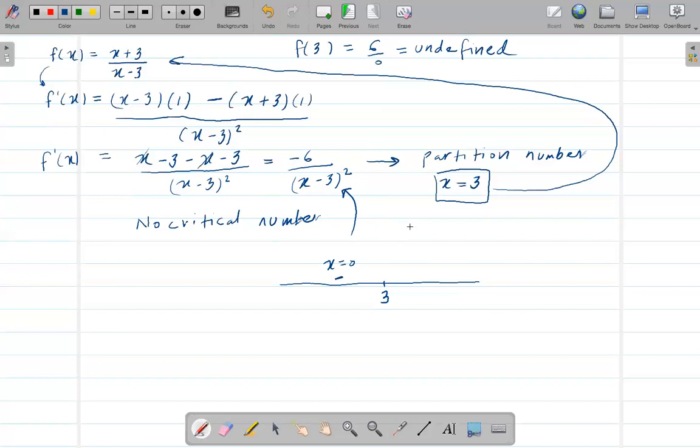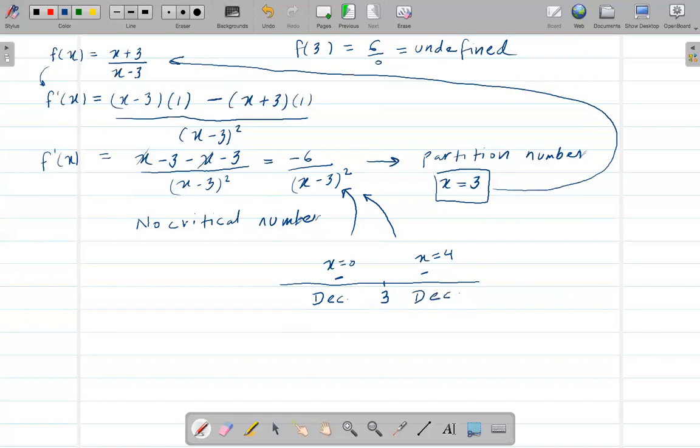And similarly, on the right hand side, I can pick any point. Let's say x equals 4. If I pick 4 and plug it in here, then 4 minus 3 is positive. A positive squared is positive, but still we have a negative on the top. So this will be a negative number. So it looks like both of these are negative, which means decreasing, right? Let me just write DEC, decreasing. And also this is decreasing.